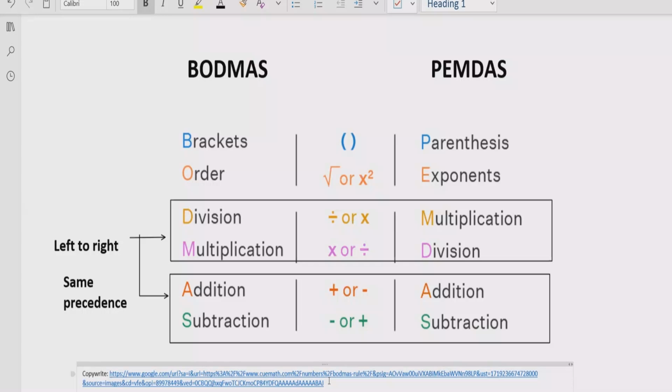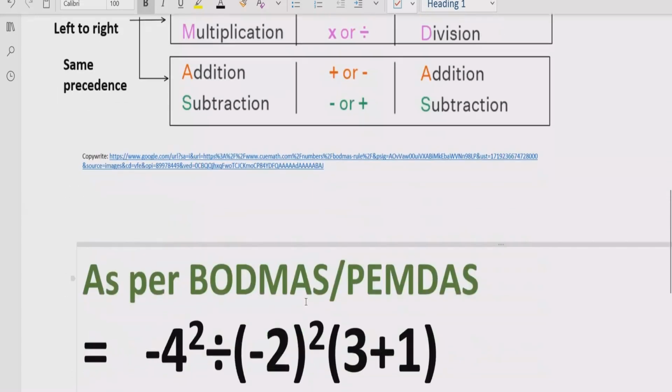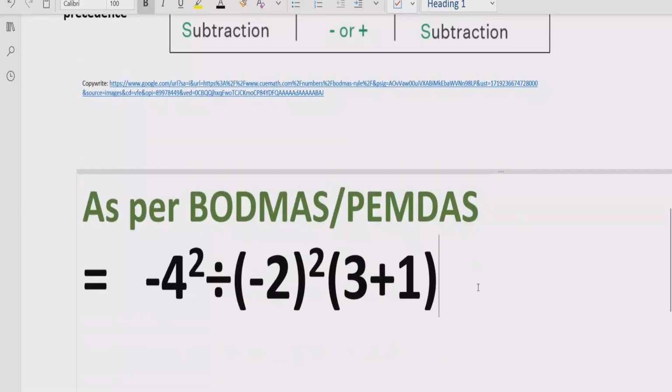Step number three is you have to solve division and multiplication. Both have similar precedence, so you can solve any of them which is coming first. You have to go left to right in your expression and find out which is coming first. If division is coming first, you have to solve the division first. And if multiplication is coming first, you have to solve the multiplication first. Similarly, for addition and subtraction, we have the same rule. We can solve addition first if it is coming first, and we can solve subtraction first if it is coming first. Now, move forward to solve the given expression.